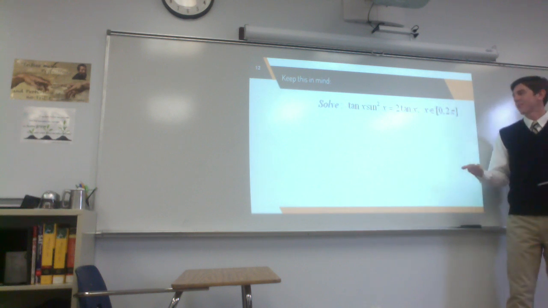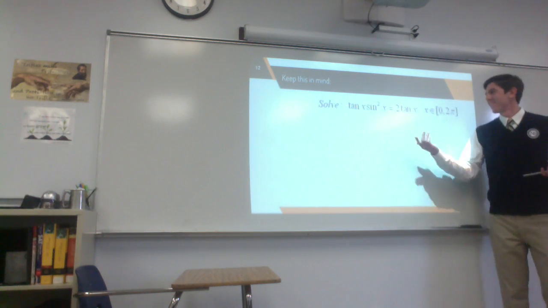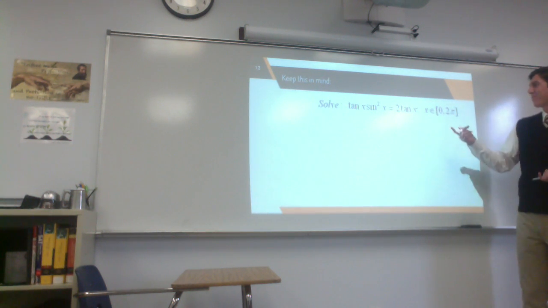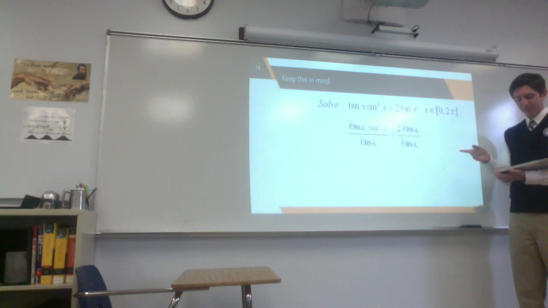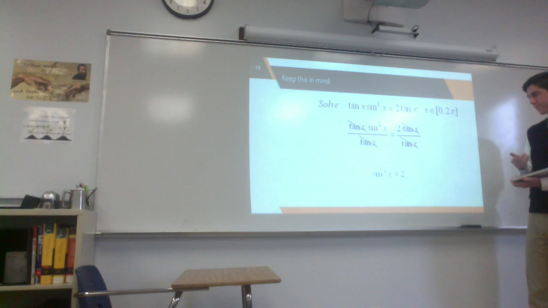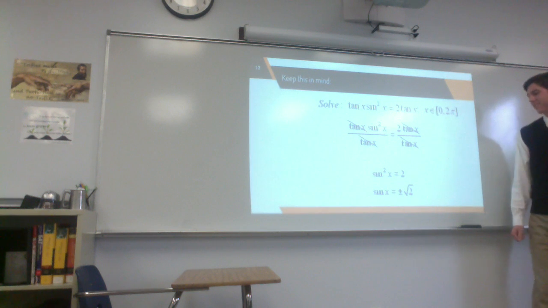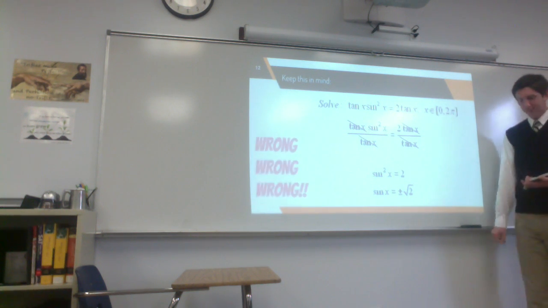What do you guys think it is? How could we get rid of the tangents? We could divide them, right? Yeah. Sorry, I interrupted. So if we divide the tangents out, cross them out, now we just get sine squared of x is equal to 2. And that would get us sine of x is plus or minus the square root of 2, which is no answer. So that's not good. We don't want that. That's wrong.